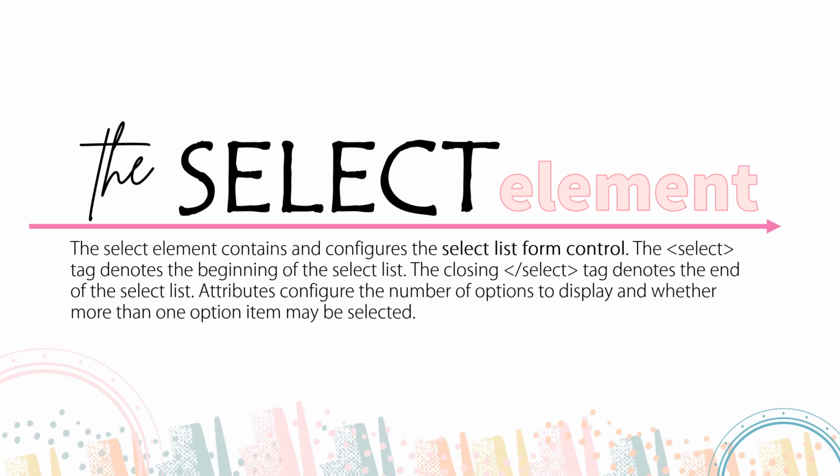What is the select element? The select element contains and configures the select list form control. The select tag denotes the beginning of the select list, while the closing select tag denotes the end of the select list. Attributes configure the number of options to display and whether more than one option item may be selected.